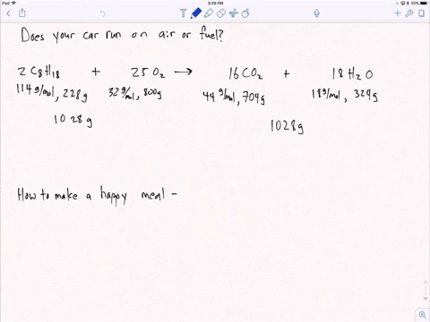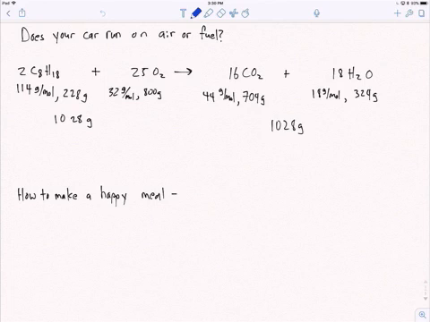So C8H18, 8 carbons, that's octane. Plus oxygen makes carbon dioxide and water. Balanced out is this way: 2 octanes plus 25 oxygens makes 16 carbon dioxides and 18 waters. Now, octane is 144 grams per mole. Oxygen is 32 grams per mole. Carbon dioxide is 44 grams per mole. Water is 18 grams per mole.